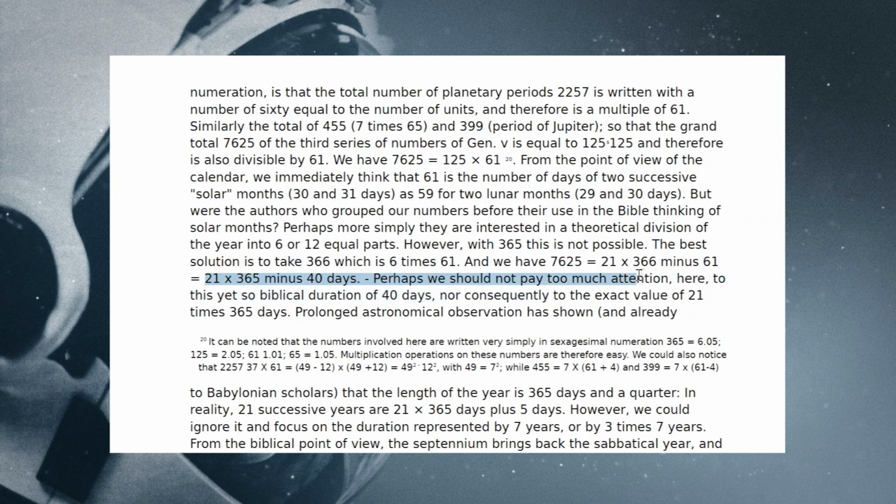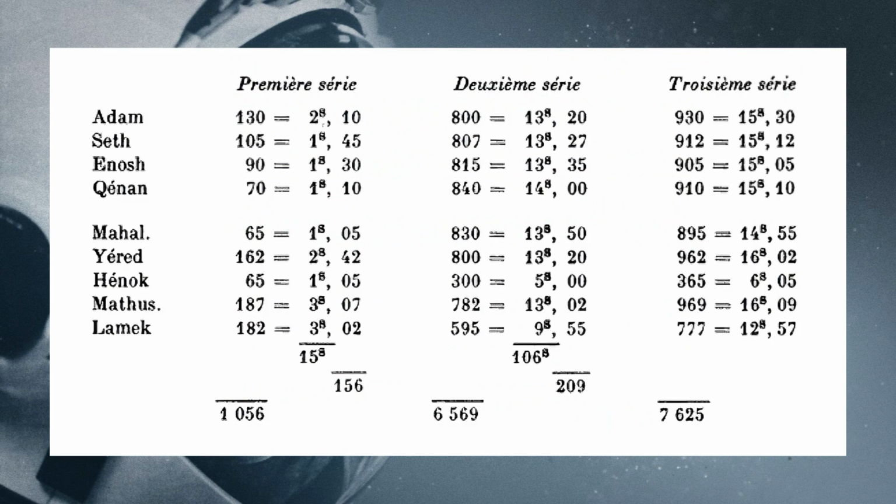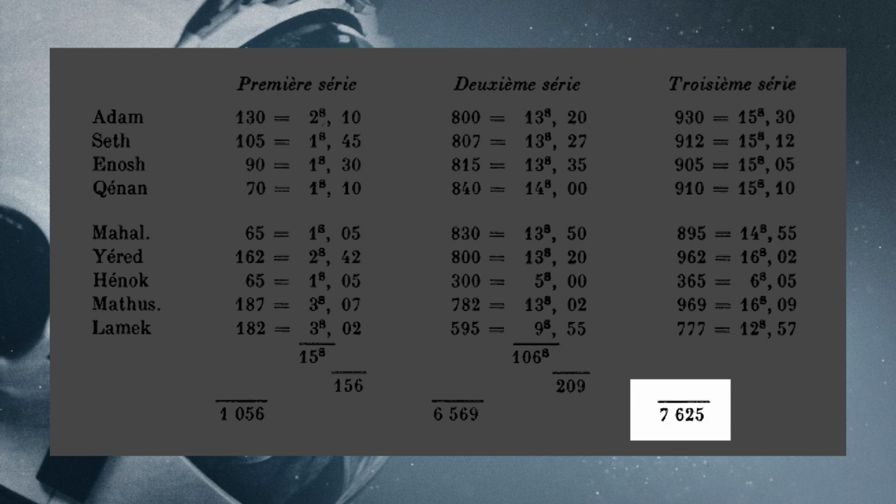Perhaps we should not pay too much attention here to this biblical duration of 40 days, nor consequently to the exact value of 21 times 365. But in other words, this number that we keep coming across is 21, basically 21 solar years minus 40 days is all the patriarchs added together.